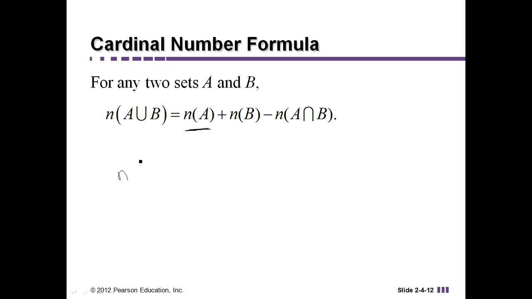So I could end up with the cardinal number of A union B minus the cardinal number of B plus the cardinal number of A intersect B, and I could end up, oops, let's just make it an equal sign, with that formula telling me what the cardinal number of A equals.